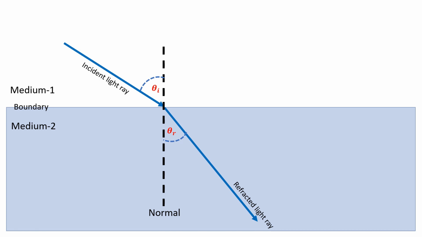Now, one more example. Look at the picture here. What is happening? This is the incident light ray, and this is the point of incidence. Now it is going this way, so the bending is taking place. The bending of the light ray takes place when it travels from one medium to another medium. This bending is called refraction of light. That's nice.